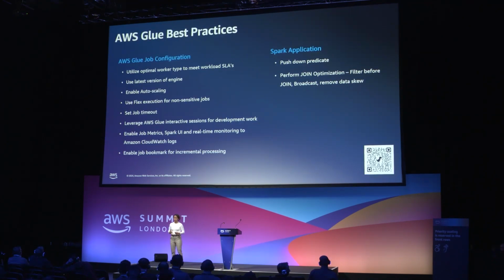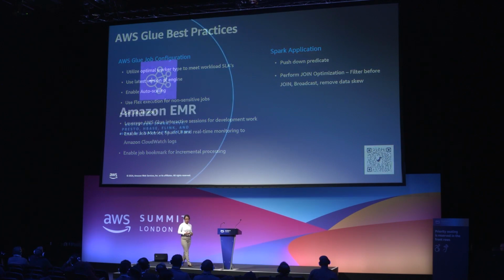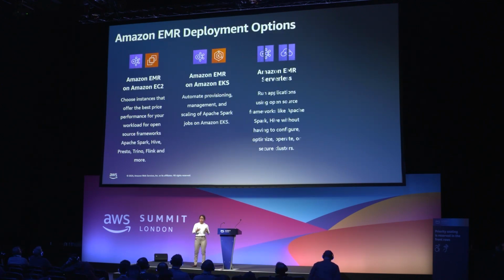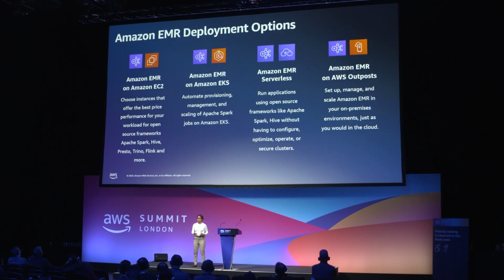Now let's talk about big data processing, and this is where EMR comes into the picture. EMR supports various open source frameworks, from Spark, Flink, Trino, HBase, and so on. In EMR, there are several deployment options. EMR on EC2 gives you full control of the type of instance and the number of instances you need. It supports a wide variety of open source frameworks.